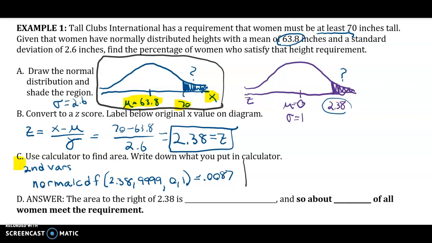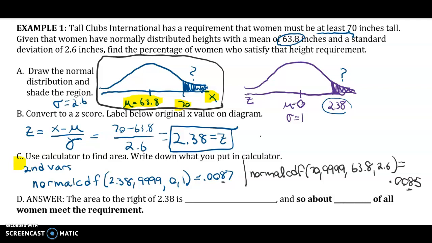Now, let's pretend we hadn't converted to a z-score, and now I'm going to go ahead and use my original data. This time in my calculator, I'd type normalcdf. My lower bound would be 70. My upper bound, I can still use 9999. That's at least 4 standard deviations out. My mean is 63.8. And the standard deviation given is 2.6. Use second vars and type that in. This time we'll get 0.0085. So to 3 decimal places, they're the same. Then after that, we're slightly off due to using the different method, and that's okay.